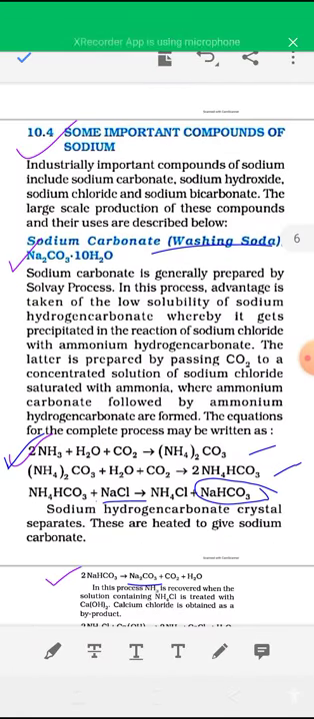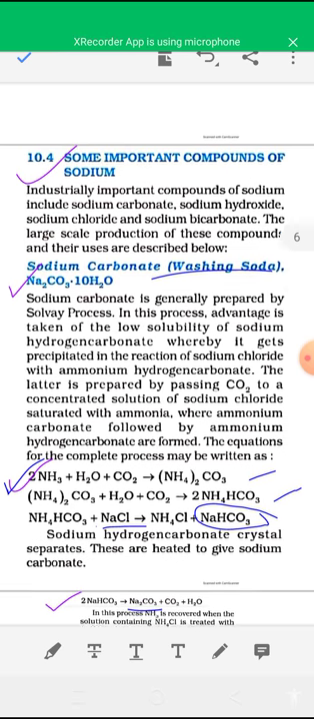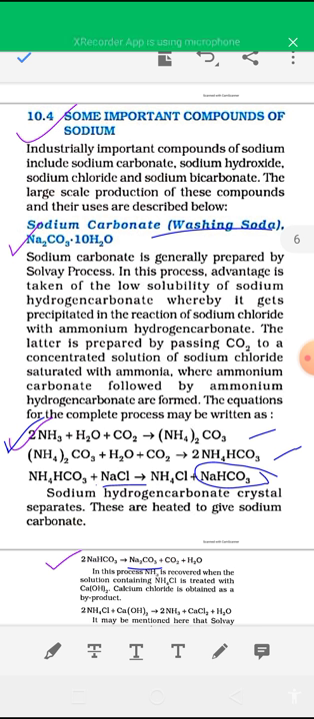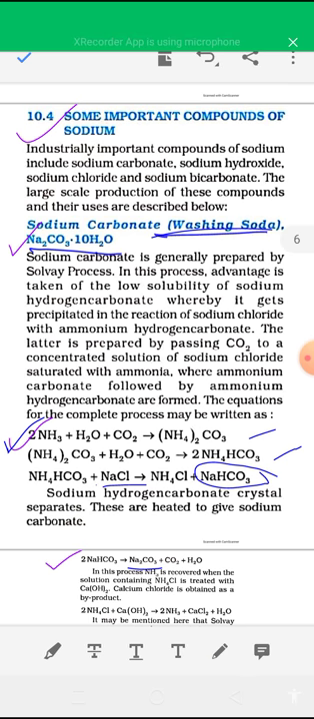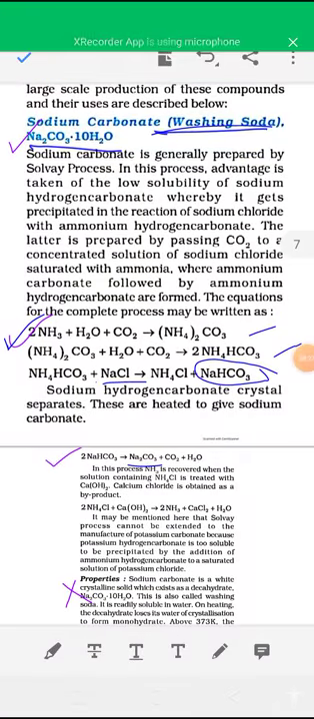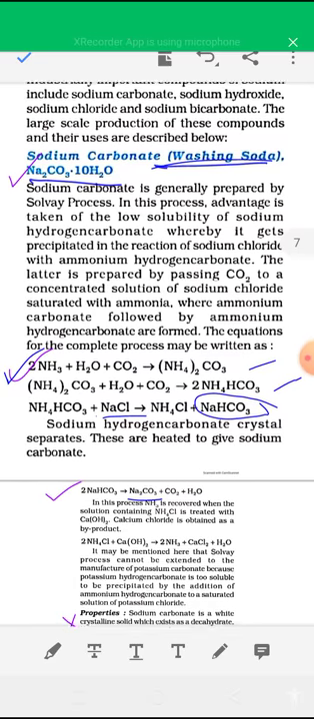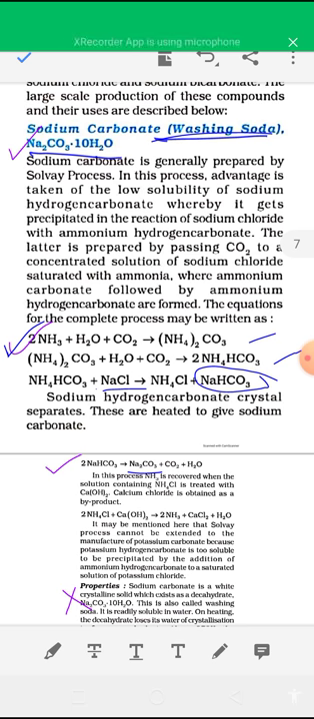Now see, some compounds of sodium, group 1 elements, alkali metals, you have to read about some important compounds of group 1 elements and group 2 elements also. So, an important compound of sodium is sodium carbonate, which is also known as washing soda, Na2CO3.10H2O. Its preparation is given in the syllabus. You have to read the preparation. Washing soda chemical reaction is also given.